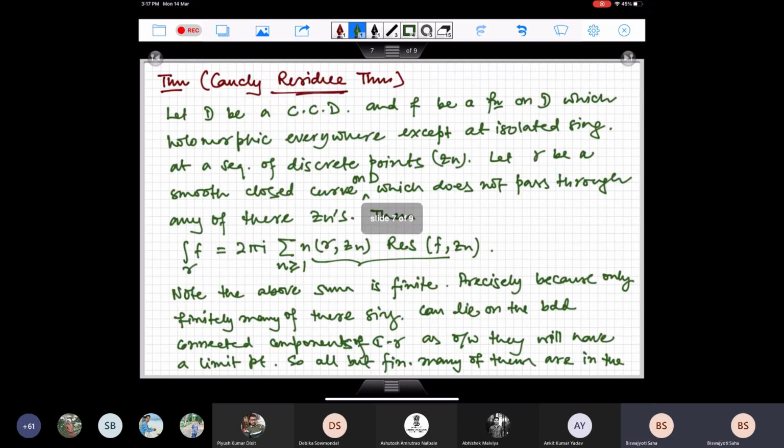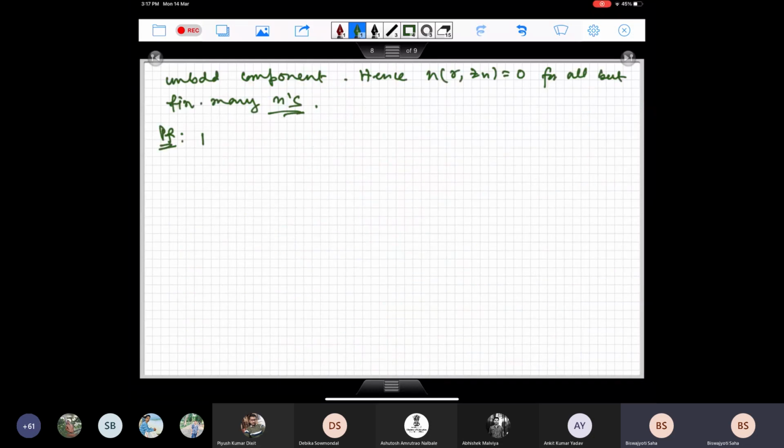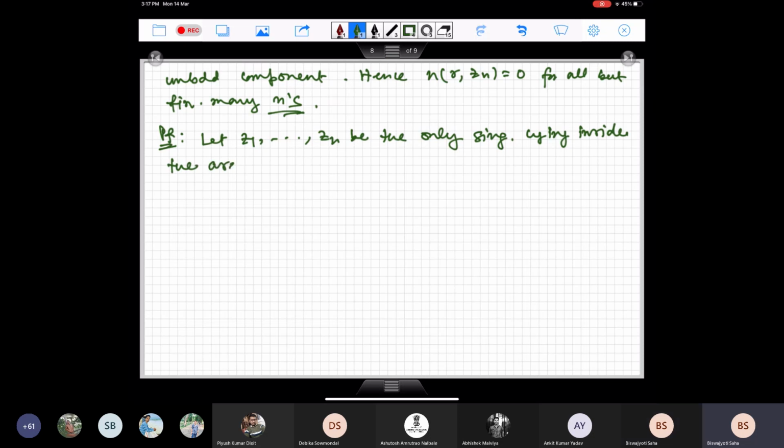Okay, so how do I prove this particular result? So, proof: let z1 to zn be the only singularities, I can rename them if necessary, lying inside the area enclosed by gamma. Of course we know there are only finitely many of such singularities.